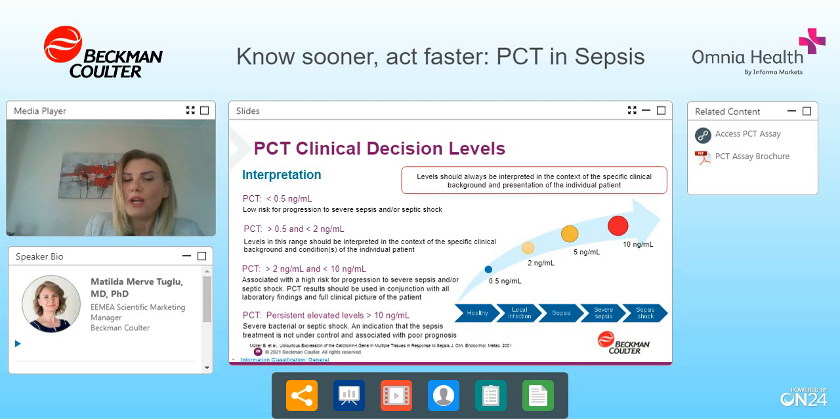identified. Procalcitonin levels above 2 nanogram per milliliter, but less than 10, are highly suggestive of an infection process with systemic consequences. Still, procalcitonin results should be used in conjunction with all laboratory findings and the full clinical picture of the patient. Concentrations above 10 nanogram per milliliter are almost exclusively found in patients with severe sepsis or septic shock. It's an indication that the sepsis treatment is not under control and associated with poor prognosis.